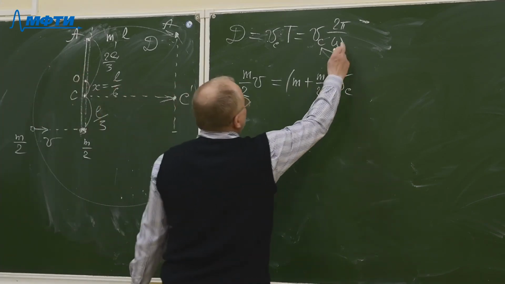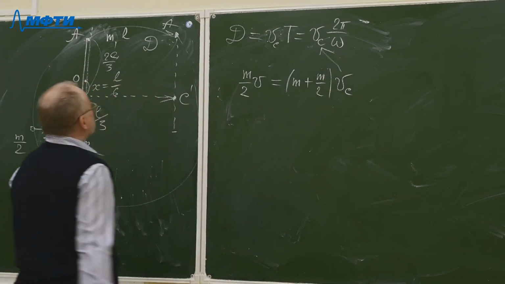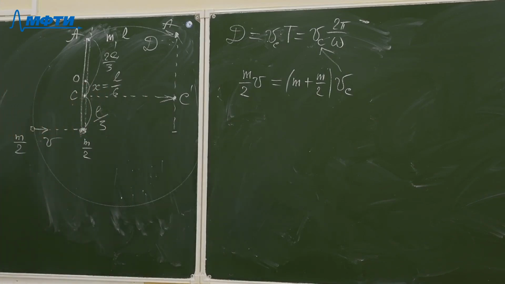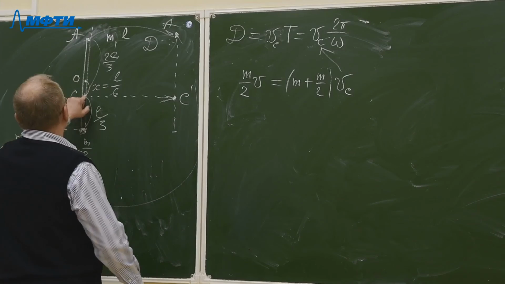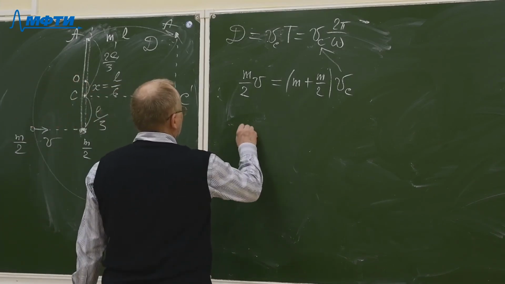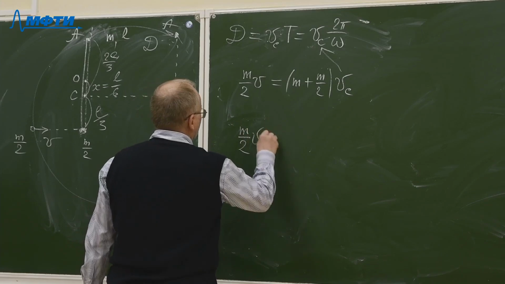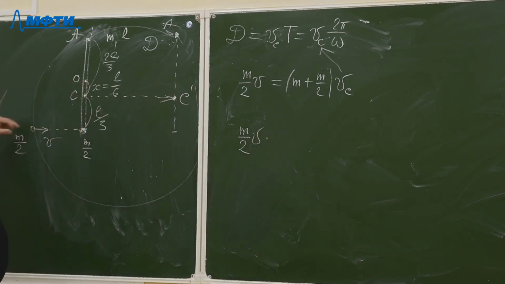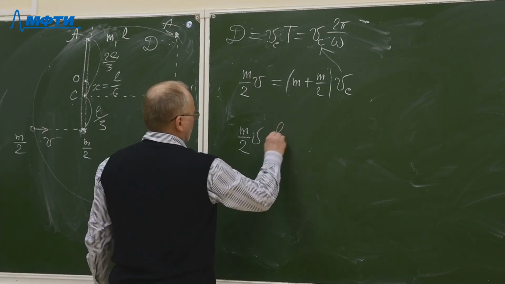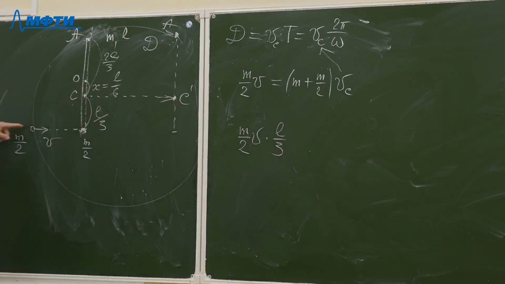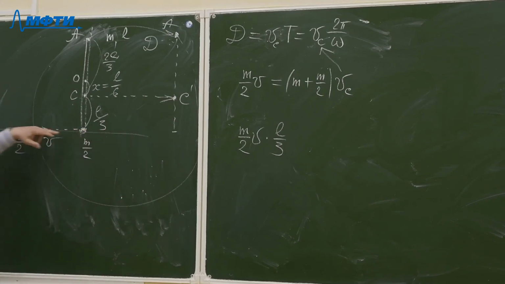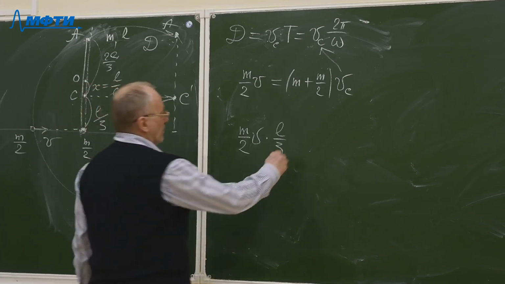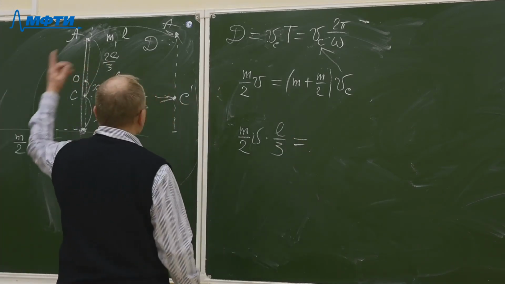How to find the remaining parameter here, omega? We must use the law of conservation of angular momentum. The initial angular momentum with respect to the final center of mass will be the momentum times the aiming parameter L/3. That is the distance from the line along which this body moves to the center of mass. And that will equal the final angular momentum.